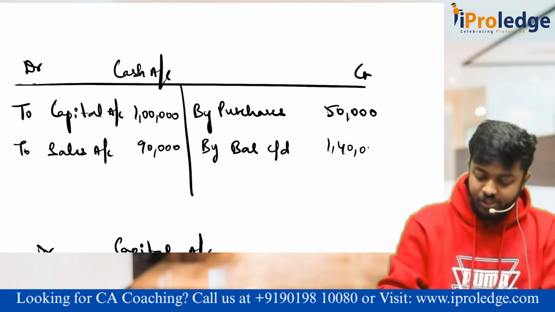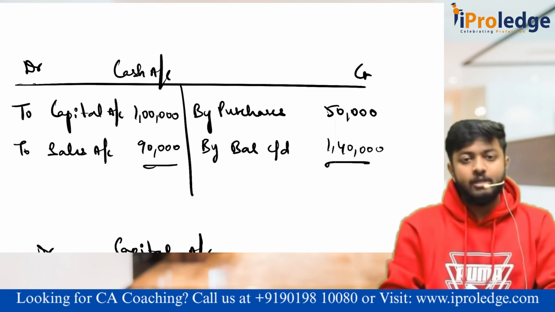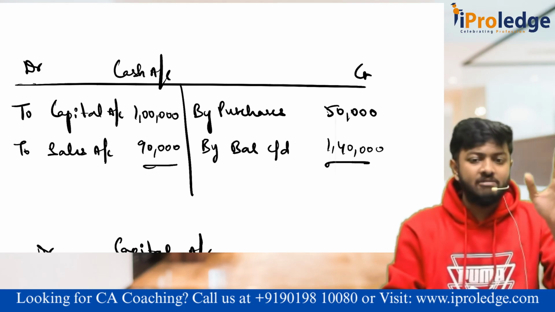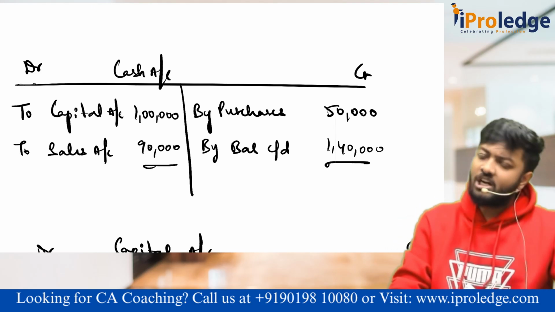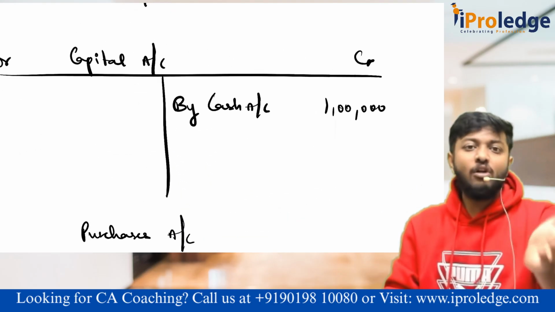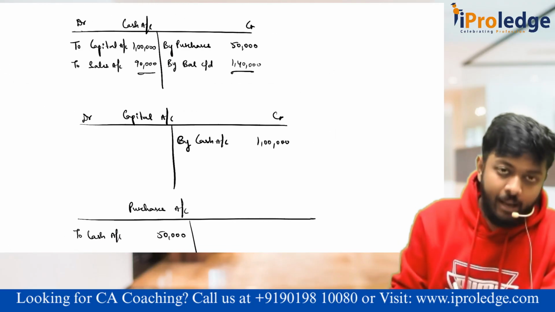So it's a balance sheet item. I have balanced it. Which are balance sheet items? Asset, capital, liability, reserves. These are balance sheet items, and it will go to balance sheet. Capital is also a balance sheet item. So I will balance it.